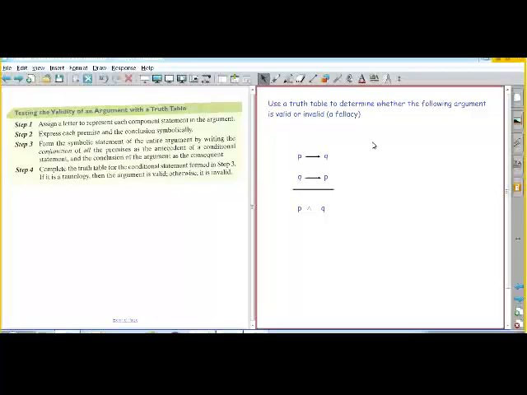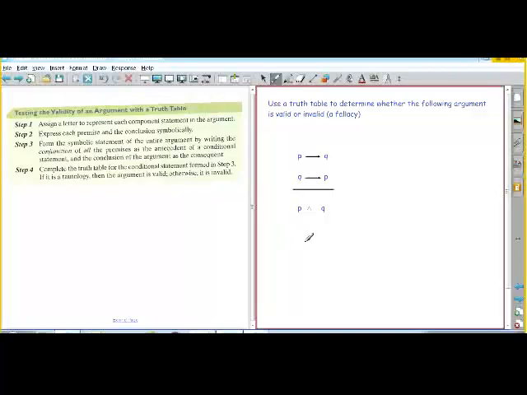So some of your homework problems say use the truth table to determine whether the argument is valid or invalid. So this is a conditional statement. This is the opposite conditional statement. And the conclusion is a compound statement.